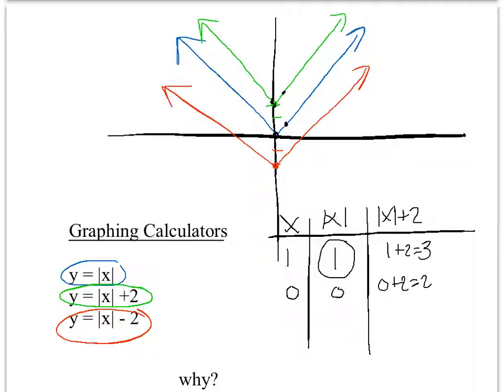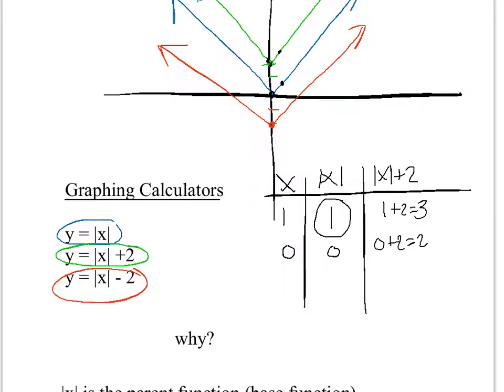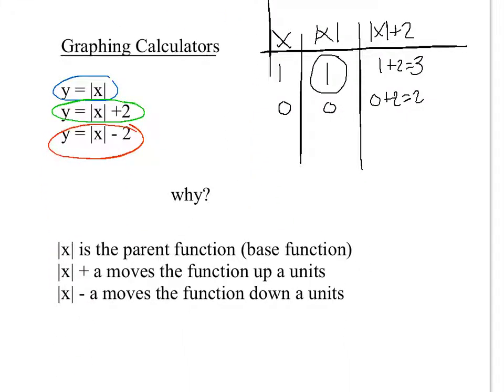So the moral of the story is, if you add a number outside of the absolute value, it moves it up that many units. And if you subtract, it moves it down that many units. We call the absolute value of x, just a simple absolute value of x, nothing added or subtracted, the parent function or the base function. It's our original function that we graph, and then we move it according to what we're doing out here.